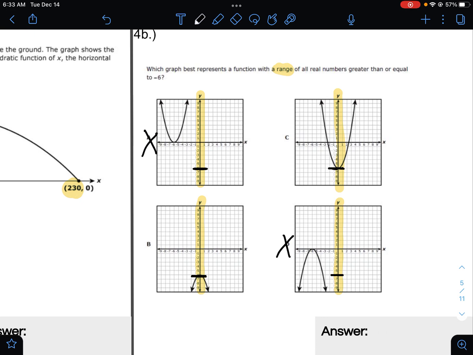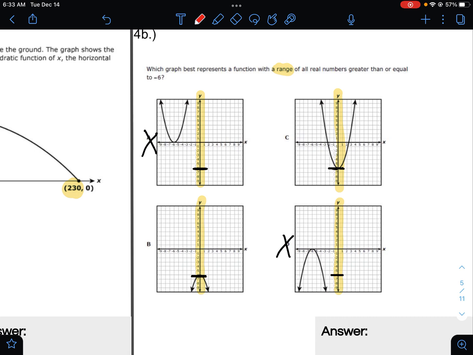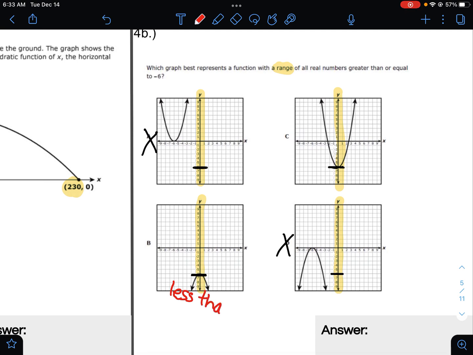Now we want it to be greater than, which means it needs to be getting bigger. So that means that if we're looking at answer choice B, that is less than. It's going down, it's smaller than -6. C would be greater than. So we want our answer to be C.